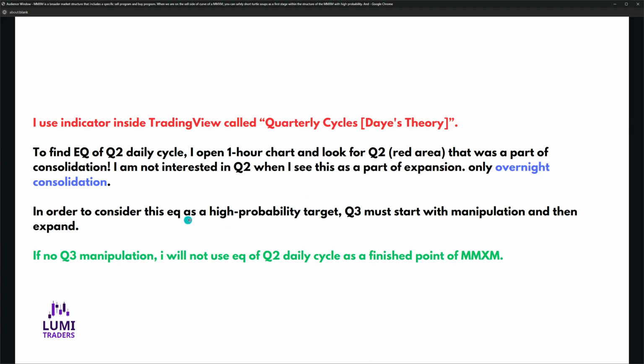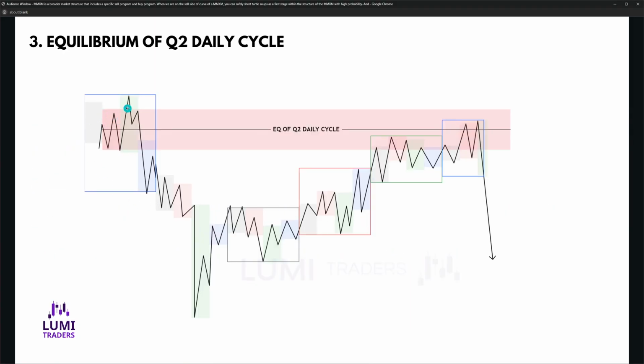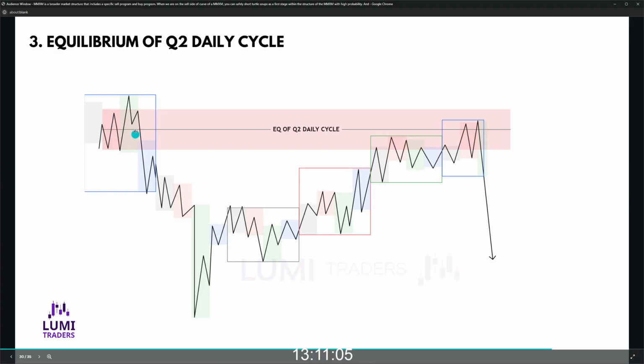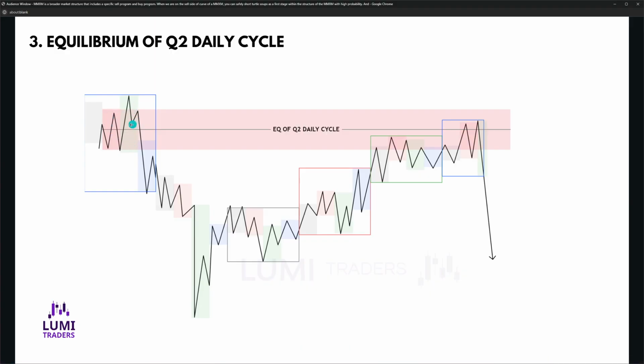In order to consider equilibrium as a high probability target, quarter 3 must start with manipulation and then offer expansion. If quarter 3 wasn't manipulation, I am not interested in this level, so I'm not going to target it. Quarter 3 must be manipulation first, meaning we got overnight consolidation, we got quarter 3 New York AM session as manipulation, then expansion down. So I'm going to target once again this level once I saw it was manipulation and quarter 2 was part of consolidation.